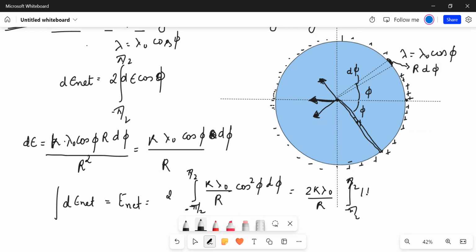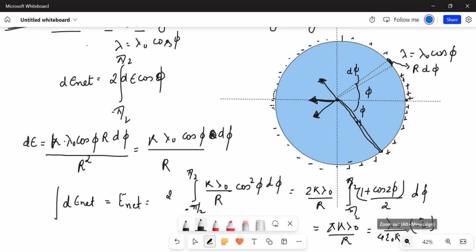And what is cos square phi? You can write it as 1 plus cos 2 phi divided by 2, d phi. Eventually, this will give you an answer of pi K lambda naught upon r, which is simply lambda naught upon 4 epsilon naught r. And specifically for this question, the direction will be minus of i cap. So this will be the net electric field, in this direction.